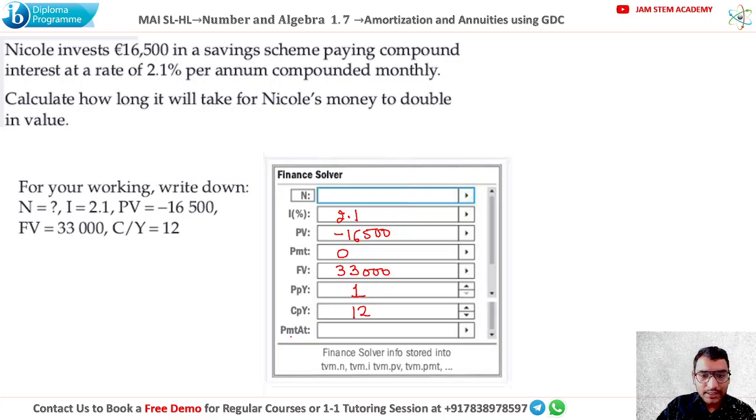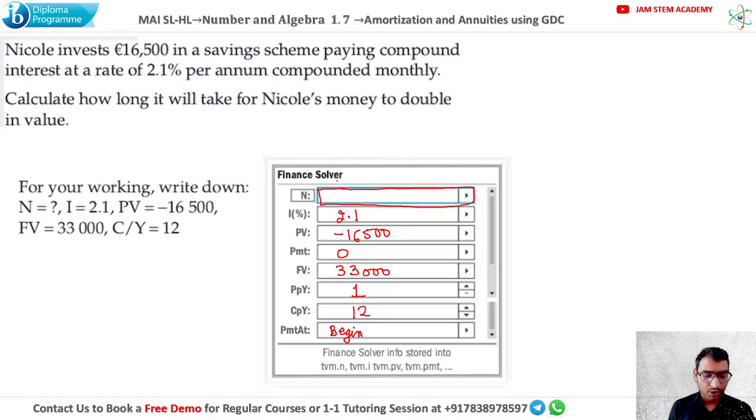Okay. And now last is payment at, whether you are making that payment in the beginning or at the end. So this time, we are paying that amount in the beginning. Okay. So now when you enter all these values, leave the n part as it is, then go back to n part and hit enter.